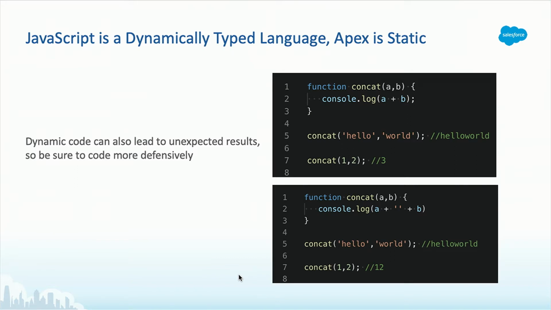But because this is a dynamically typed language, it doesn't know that they're supposed to be strings. It interprets its type at runtime. So to fix this, the second concat function actually puts an empty string in between A and B before it concatenates them. It coerces the integers to act like strings. And as a result, if you pass it 1 and 2, it outputs 12 as expected.